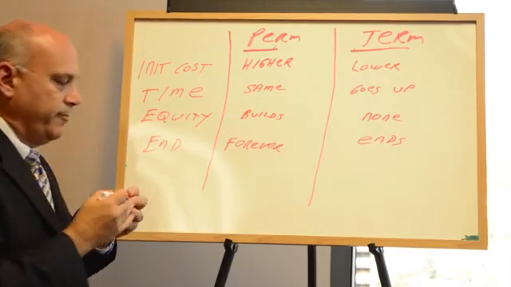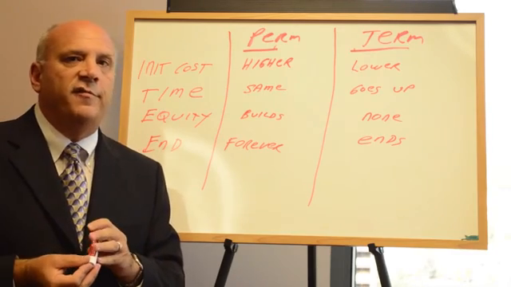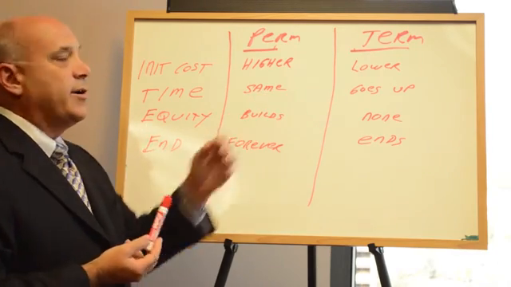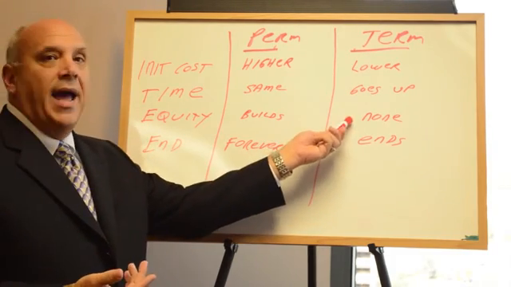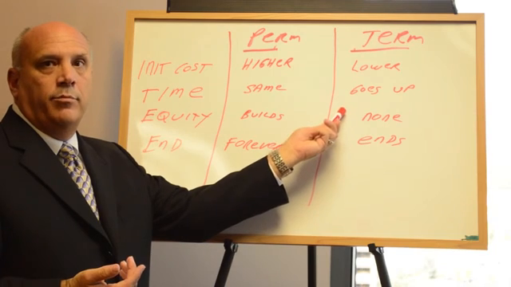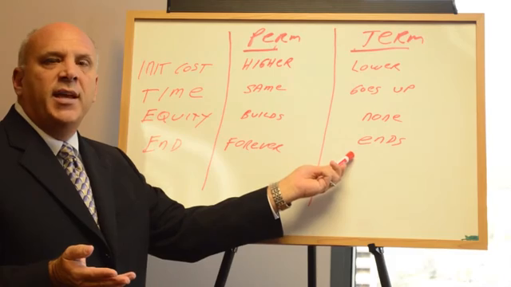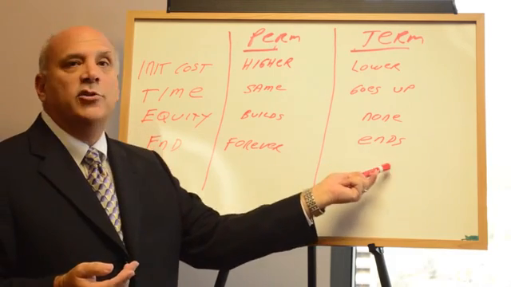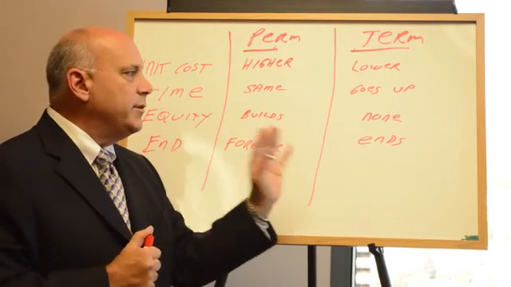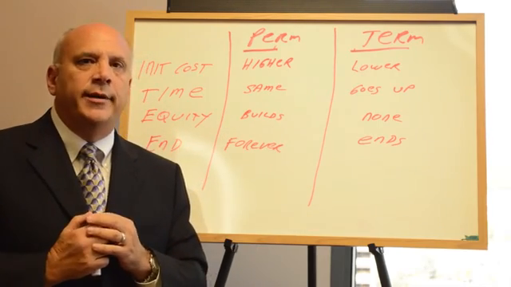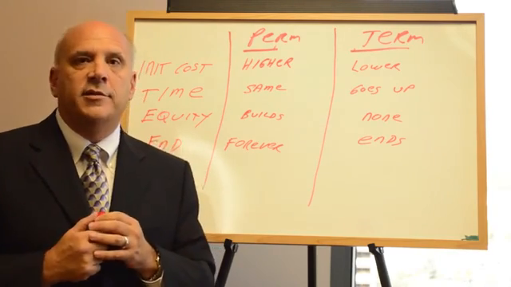Let's look at term. It doesn't cost very much. You can buy a lot of term insurance for very little. It goes up. The older you get, the more it costs. It builds absolutely no equity because it's so cheap. And eventually it ends. You can buy it in 10-year, 20-year, or 30-year. It's a perfect solution to try to replace earnings during certain years like tuition years, things of that sort.